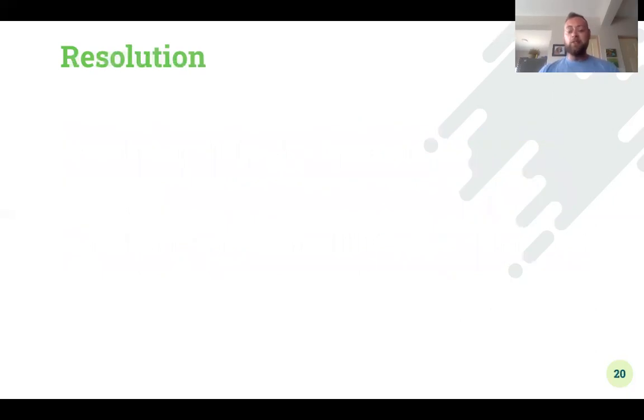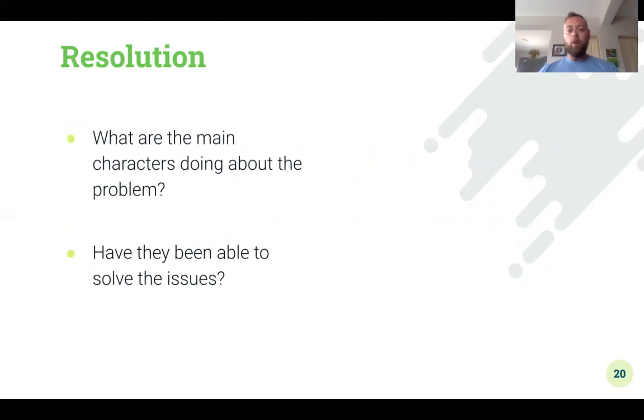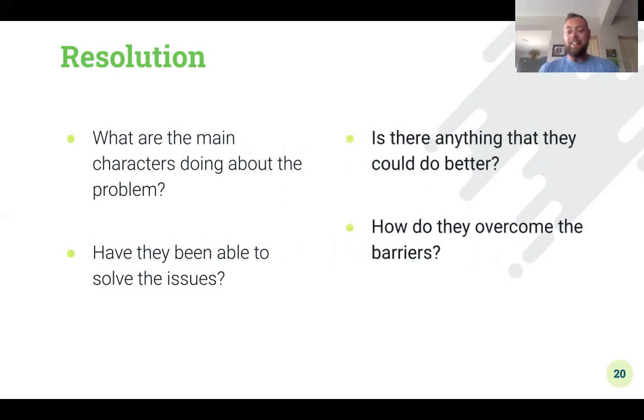Next up is our resolution. What are the main characters doing about the problem? Have they been able to solve the issues? Is there anything they could do better? So have a look at my planning.